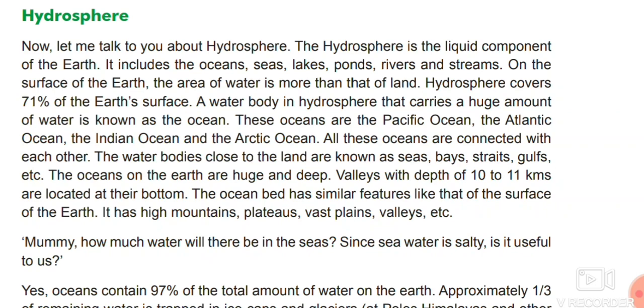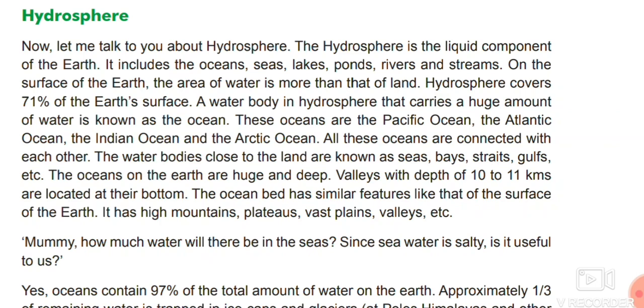Oceans हमारे पास कितने हैं? तो कहा गया है पैसिफिक ओशन, अटलांटिक ओशन, इंडियन ओशन और आर्टिक ओशन. कितने ओशंस है वो अर्थ पे? Pacific Ocean, Atlantic Ocean, Indian Ocean and Arctic Ocean. All these oceans are connected with each other.